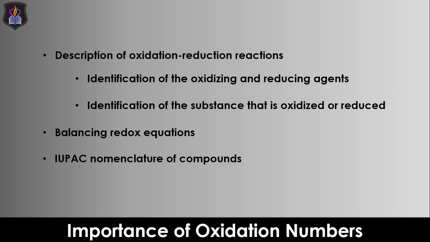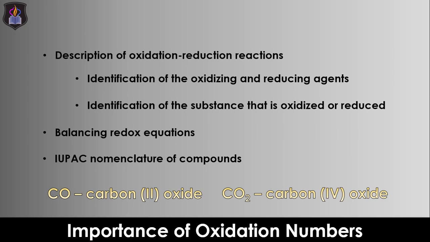Lastly, we make use of the concept of oxidation numbers in the IUPAC nomenclature of compounds, especially in organic compounds. For instance, carbon monoxide CO and carbon dioxide CO2 are named as carbon 2 oxide and carbon 4 oxide respectively. The 2 and 4 are the different oxidation states or oxidation numbers of carbon in the 2 compounds.